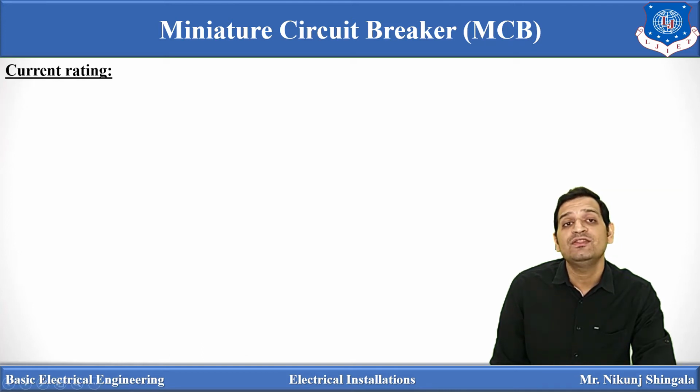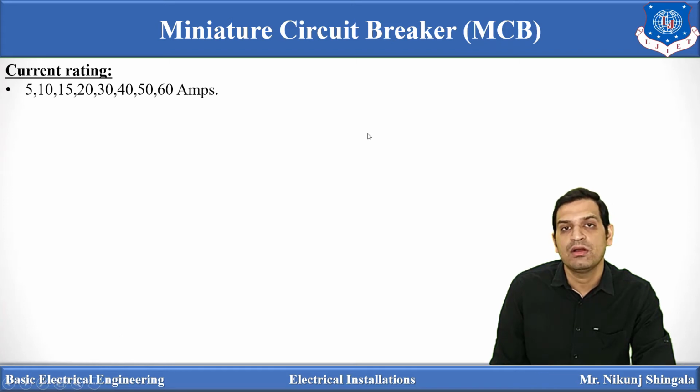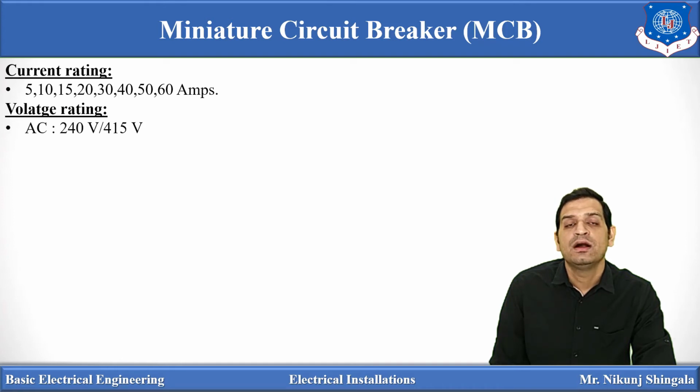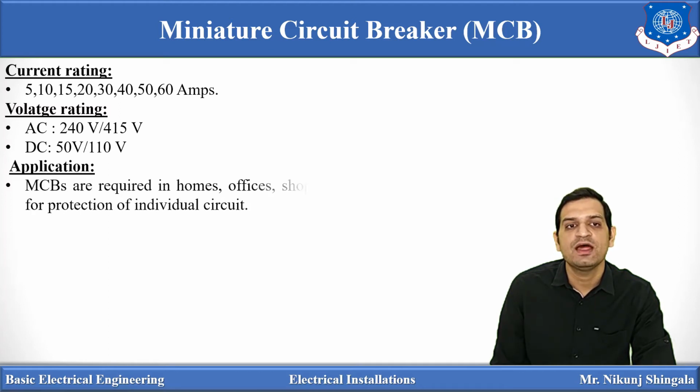Now next, what are the current ratings of the miniature circuit breaker? It can work with 5 ampere, 10 ampere, 15 ampere, 20 ampere, 30 ampere. These are the different current ratings on which a miniature circuit breaker can work. Voltage rating: for AC it can work from 240 volt to 415 volt, and for DC it works from 50 volt to 110 volt. Applications: MCBs are basically used in homes, domestic applications, commercial applications, offices, shops, distribution loads, for protection of the individual circuit or the load.